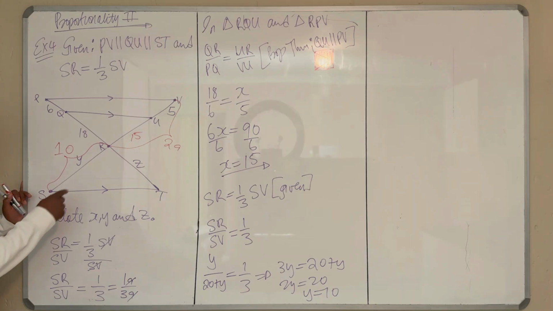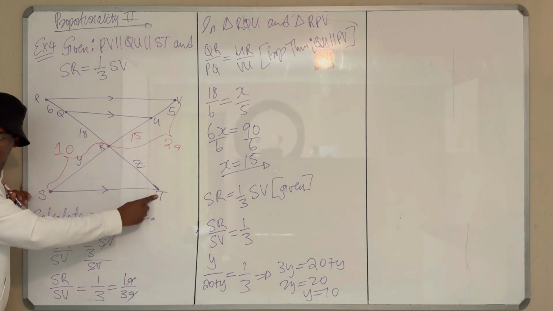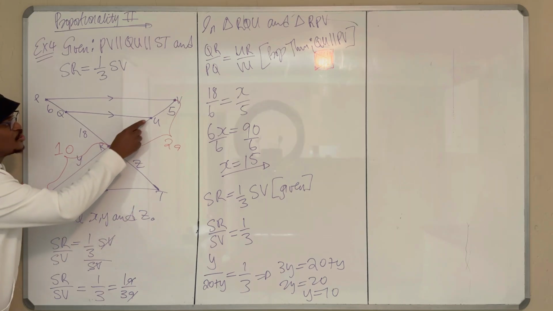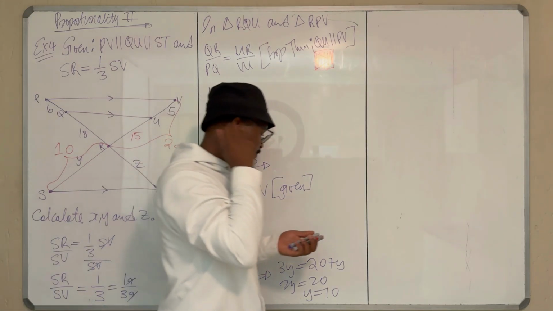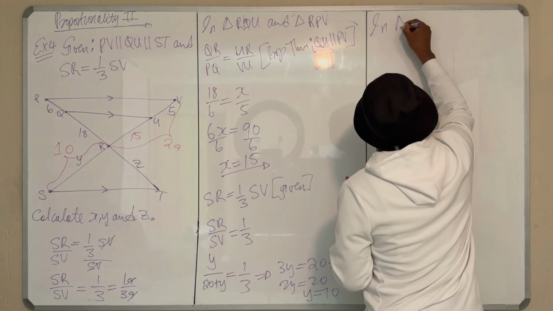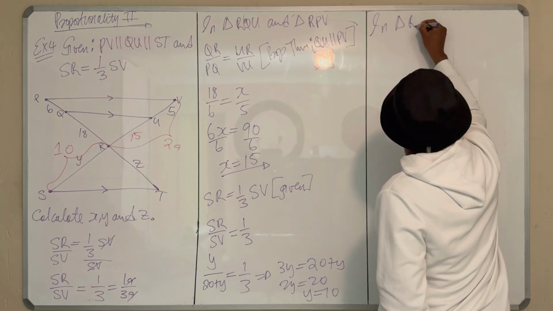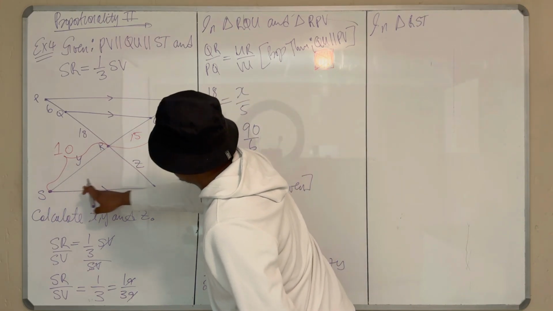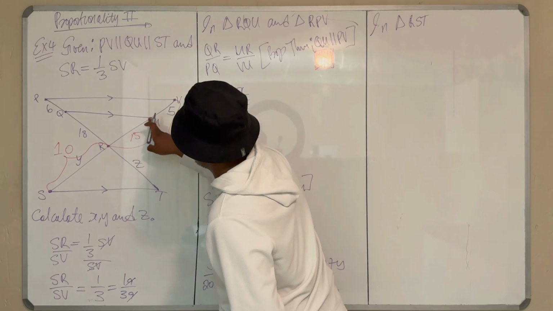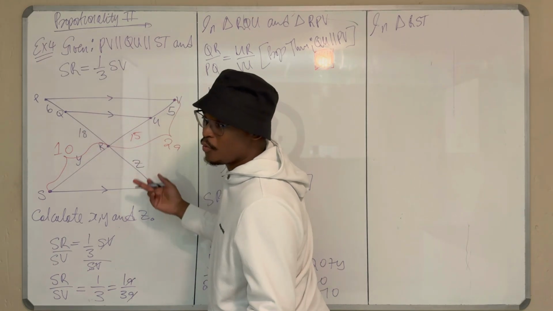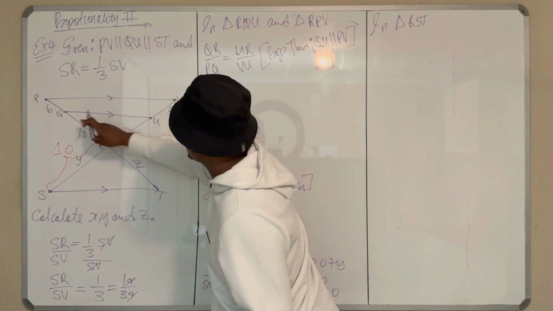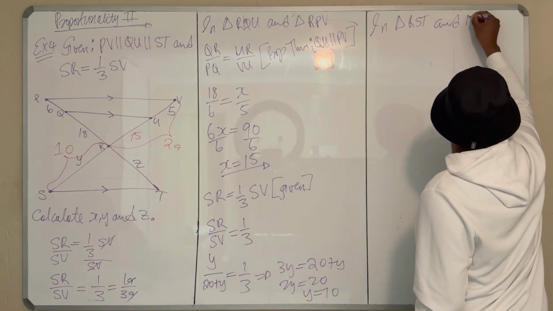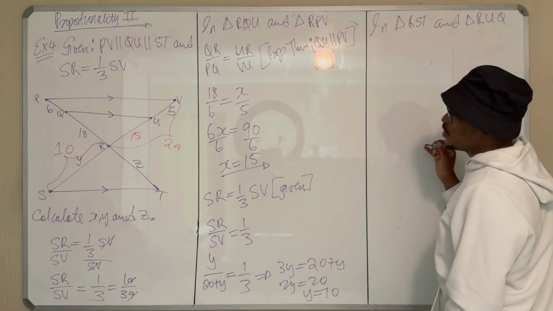We can say in triangle RST and triangle RUQ, because this triangle and this triangle, proportionality theorem. So we say, okay, in triangle RST and triangle RUQ. It could also be RVP if you want, because as long as all these are parallel to that one. Triangle RUQ. What do you have?